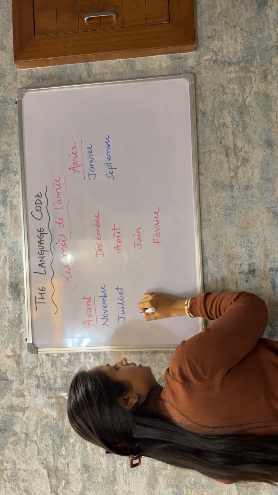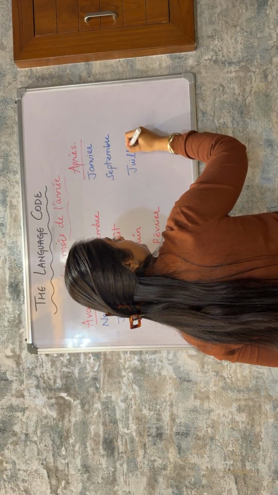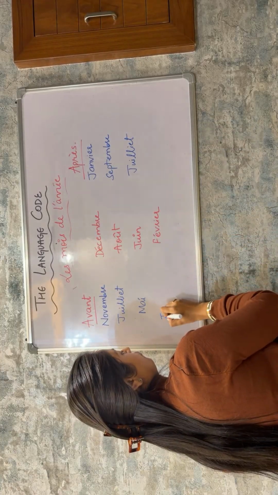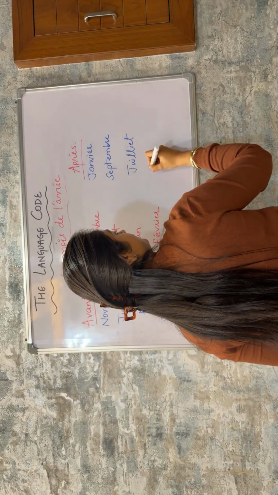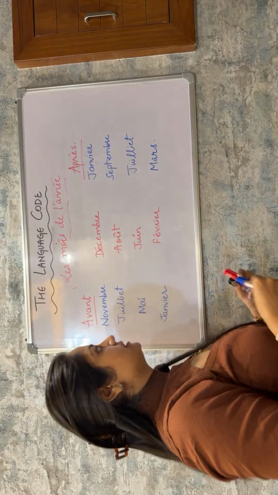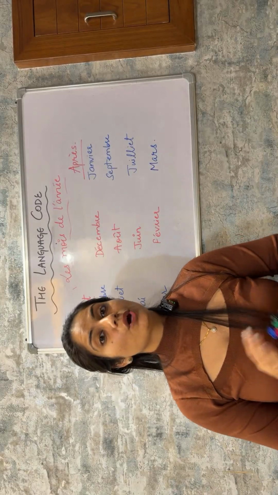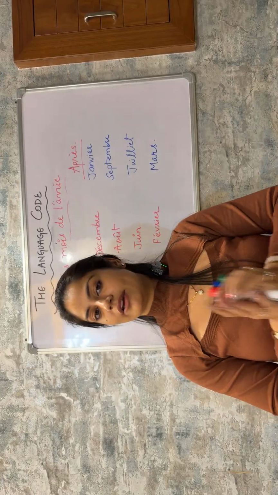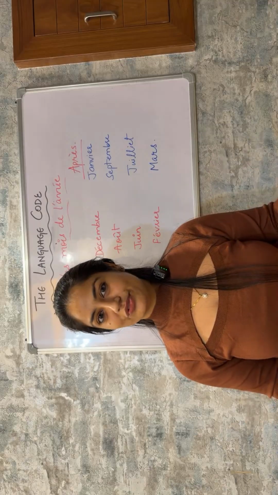Juin, mai and juillet. Février, janvier, and after February, mars. Oui? So this is how you can practice learning the months of the year. I hope the 3 topics of today's class are loud and clear. If you have any doubts, you can comment down in the comment section. I'll reply back to all of you.